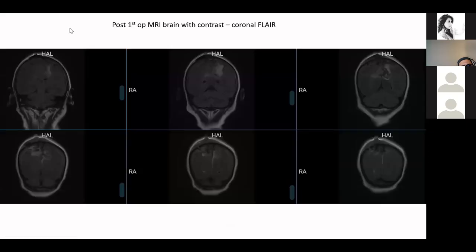So these are coronal FLAIR images, and on coronal FLAIR images, I can see that there is some pathological edema in the surgical bed, secondary to post-surgical changes, and there is no cystic component again. The changes are centered along the dura bilaterally in both cerebral hemispheres. All right, thank you.